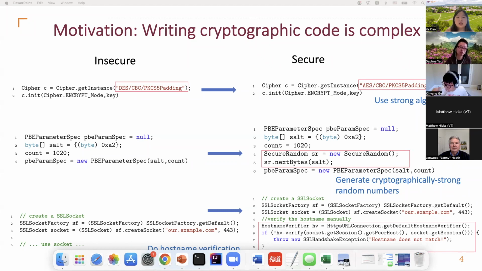As shown here, the insecure and secure versions of code may only have minor differences. There are many security rules to comply with. For example, the first one requires using a certain strong cipher algorithm, and the second has to use an API sequence to generate cryptographically strong random numbers. And the last example requires a necessary check, the hostname verification, at some key point in the authentication. Without knowing this knowledge, developers are very likely to misuse these cryptographic APIs and hence cause vulnerabilities.